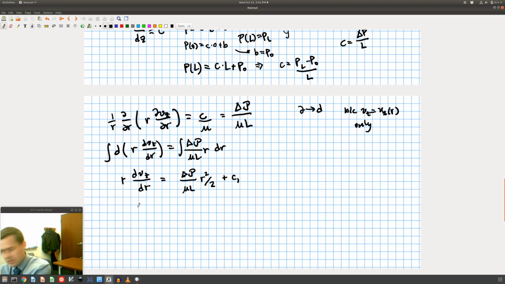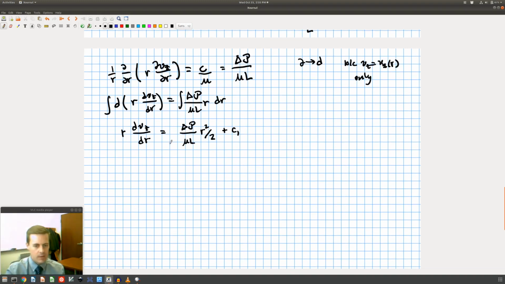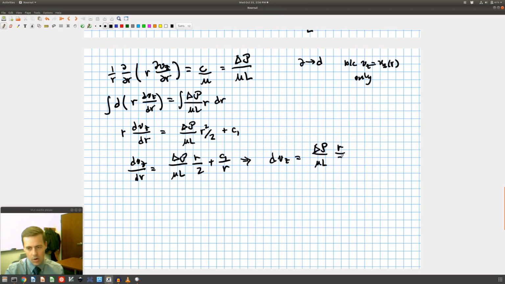So now I need to keep going with math. Divide both sides by r. So I get dVz/dr is equal to (ΔP dynamic over μL) r/2 plus C1 over r. And I can integrate again. So I'm going to put dVz on one side, and I have ΔP over μL, r over 2 plus C1 over r. Put all those in parentheses. We'll put it dr, and we'll integrate both sides.